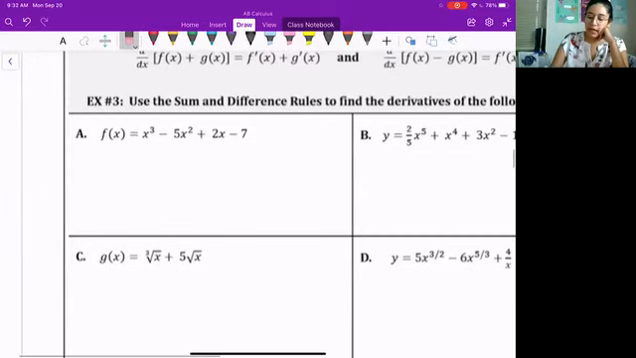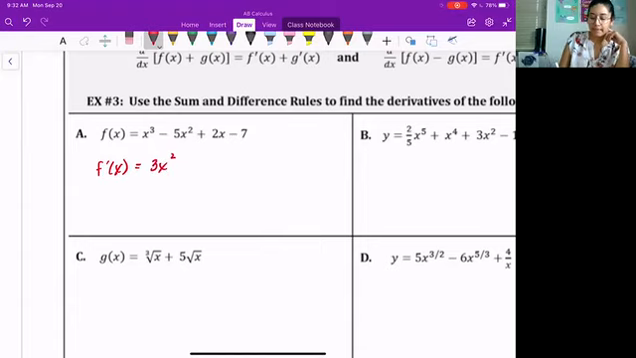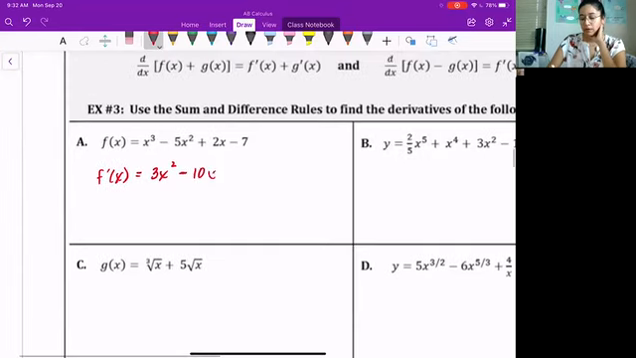Okay, so here on part A, there's nothing for me to rewrite. Everything has an exponent, nothing's a fraction. I'm ready to go straight into deriving. Okay, f prime of x equals. Okay, the derivative of x cubed. I'll bring that 3 to the front and subtract my exponent. Minus the derivative of 5x squared. I'll multiply. 5 times 2 is 10. And my new exponent is just a 1. Plus the derivative of 2x.